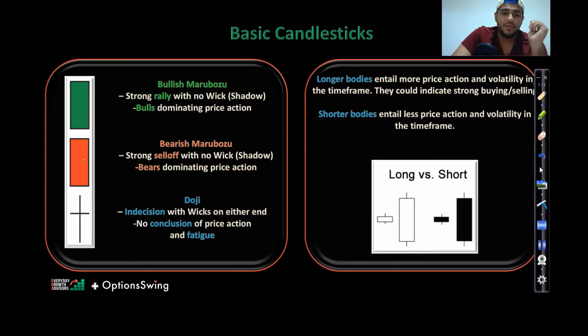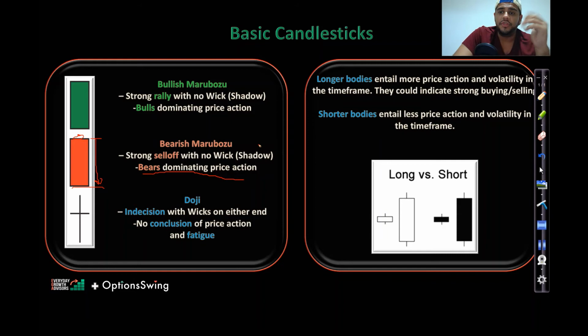And the second one is a bearish Marubozu, which is also the same thing, except it's a bearish candle. It's a red candle. So no wick on the top, and the price opened up here, and the price was driven down, and bulls didn't even contest it, so the candle closed there, and that shows it's extremely bearish, with the bears dominating the price action.